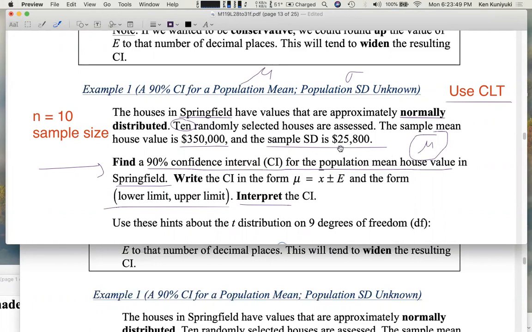Because we don't know the population standard deviation, we're going to use the sample standard deviation, S. I'll put that in bright red. This is S. We're going to use a sample standard deviation, so we're going to use the t distribution, not the z distribution. On how many degrees of freedom? Not 10. It's n minus 1, remember. If n is 10, n minus 1 is 9. So we want the t distribution not on 10 degrees of freedom, but on 9.